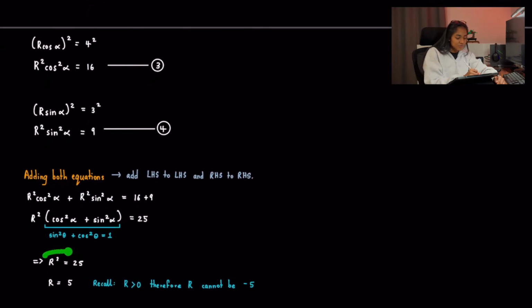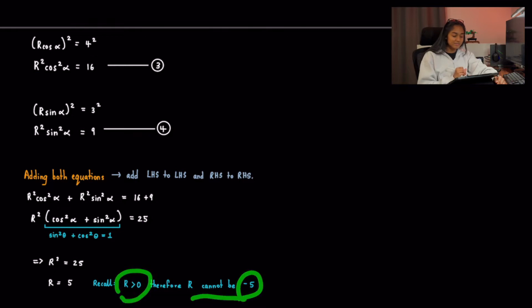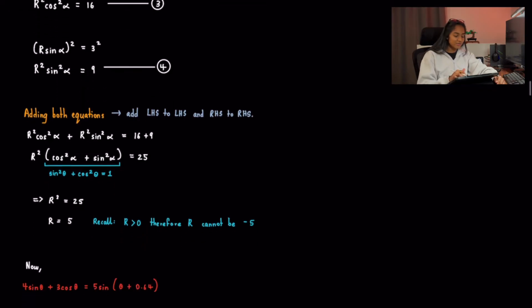So we get r squared is equal to 25, and therefore r is equal to 5. So also recall that r is greater than 0, therefore r cannot be minus 5, okay? So therefore we only have one value, which is r is equal to 5. So now we can put it in our form. 4 sine theta plus 3 cos theta is equal to 5 sine theta plus 0.64. So this was r, and this is alpha.